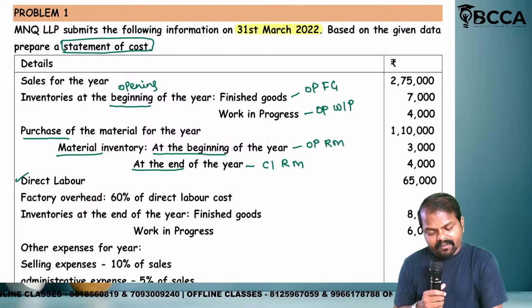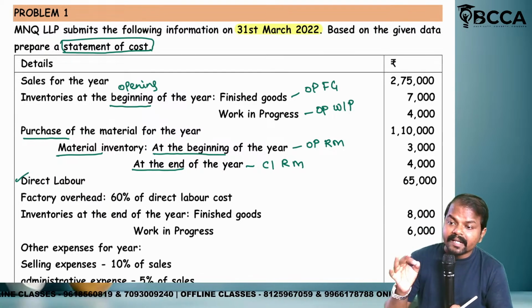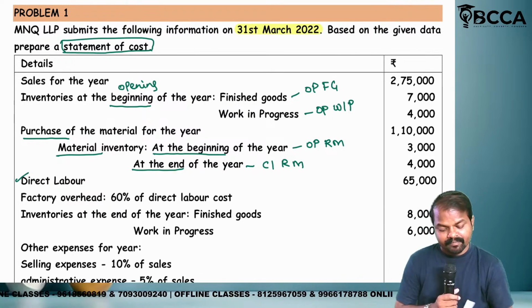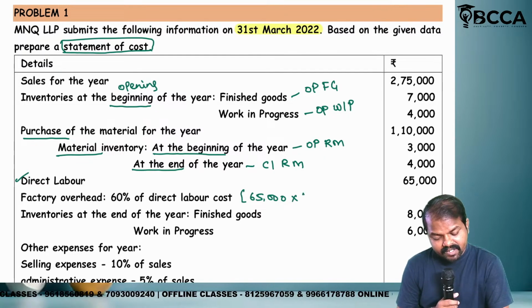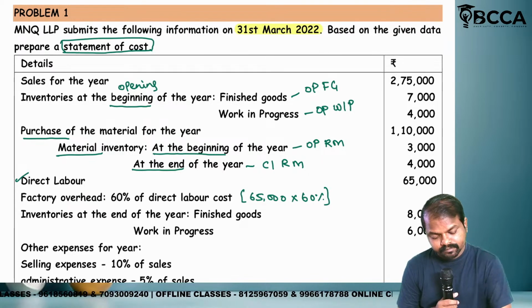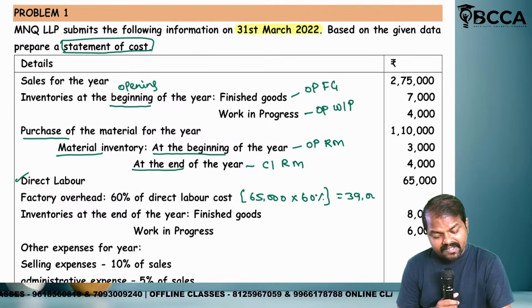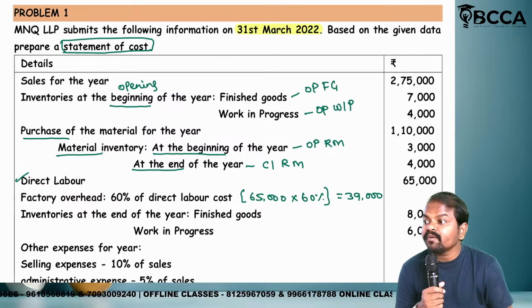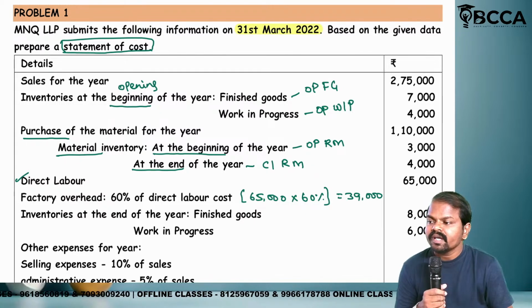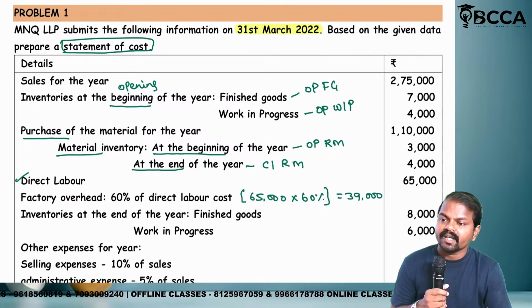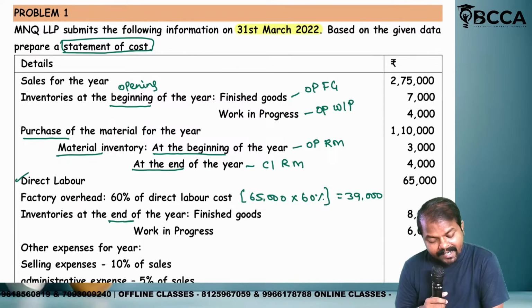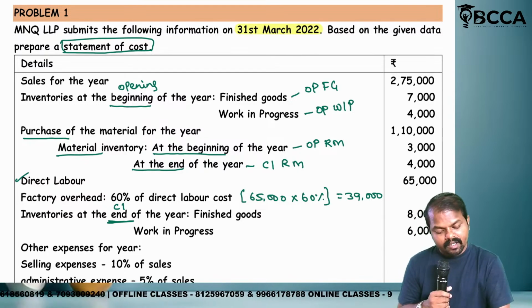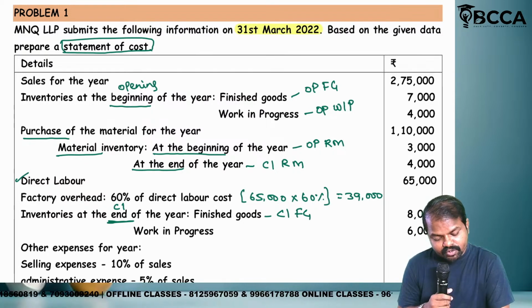Next, direct labor they gave. Next, factory overhead: 60% of the direct labor. Please take the calculator. What is the direct labor? 65,000 into 60% is 39,000. What is the 39,000? Factory overhead. Remember: POH, FOH, MOH, WOH, any word they can give. Next, inventories at end. End means please write closing. It means closing stock of finished goods and closing stock of work in progress.